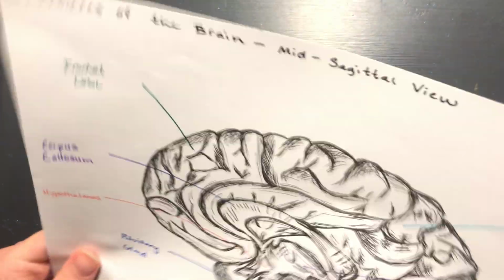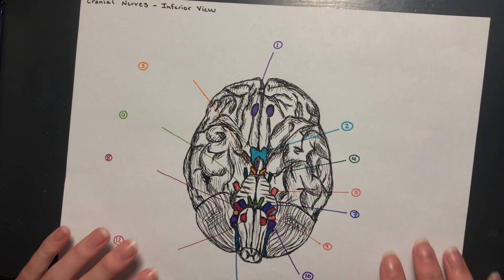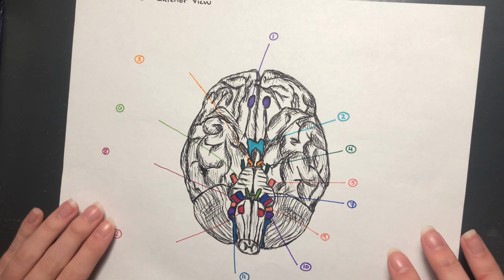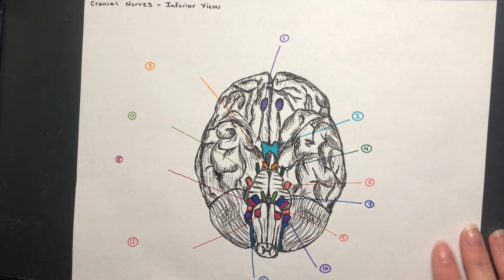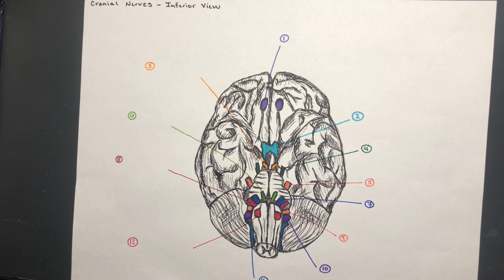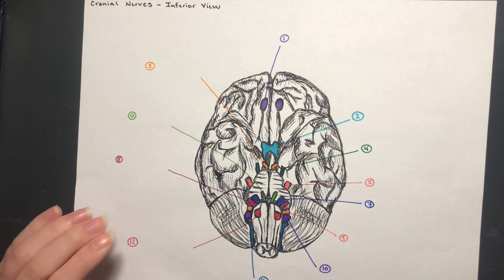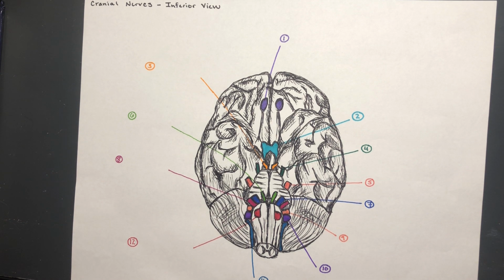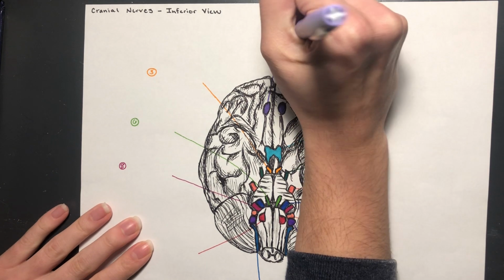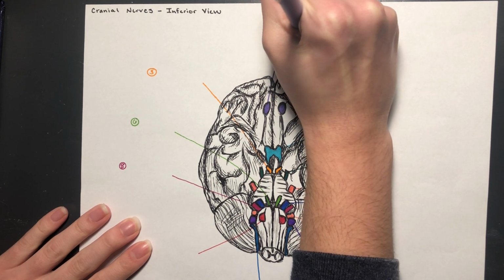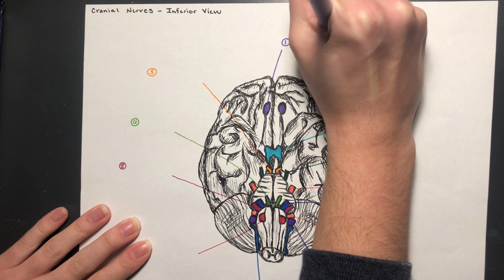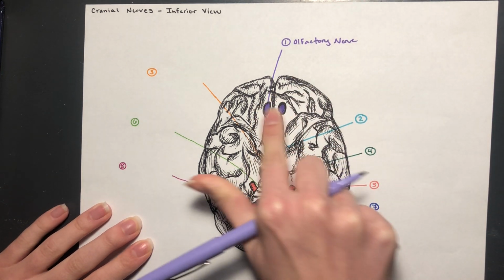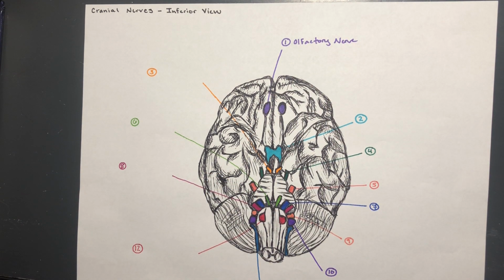So to continue talking about this topic, we're going to move on to the cranial nerves of the brain. This is the inferior view of the brain. We're going to start with the first cranial nerve, which is known as the olfactory nerve, which is located up here. This is responsible for delivering information about smell.